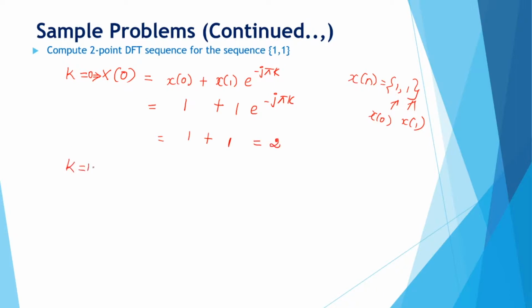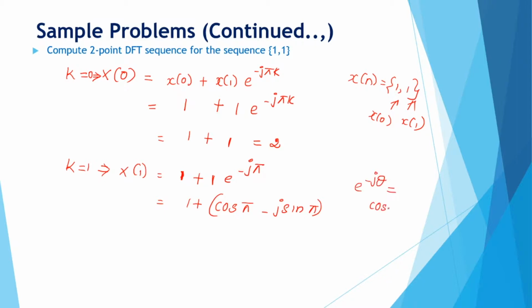Now you substitute for k equal to 1. I will get X of 1, which is equal to x of 0, which is 1, plus 1 e power minus j pi k. So it is e power minus j pi. When you expand, it is 1 plus cos pi minus j sin pi, because e power minus j theta is equal to cos theta minus j sin theta. Instead of theta, in this question we have pi. So it is equal to 1 plus, what is cos pi? It is minus 1. Similarly, sin pi is 0. So it is 1 minus 1, which is 0.